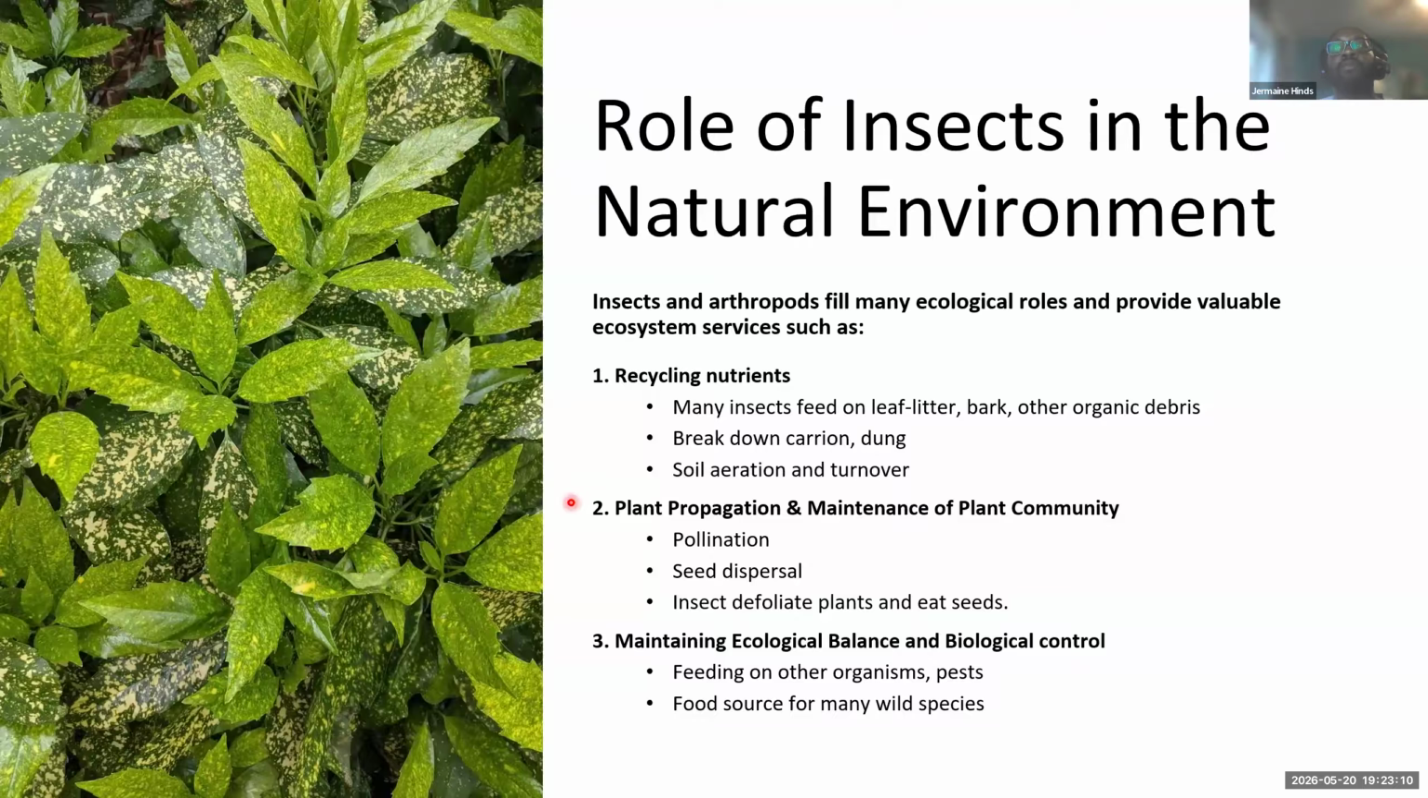Insects are also important for plant propagation and the maintenance of the plant community. Insects are probably most widely known for pollinating. All the charismatic insects are pollinators, your butterflies, your bees, but they do an important job of helping plants reproduce by spreading pollen. Some insects carry pollen, some carry seeds, and they're moving them around. Insects also defoliate plants and eat seeds, and so they can help keep plants that are too abundant, too weedy, or too invasive in check by eating them and their seeds.